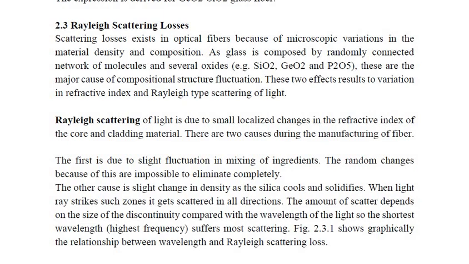The Rayleigh scattering of light is due to small localized changes in the refractive index of the core and cladding material. The core and cladding will be clear in your first module. If you see the design of fiber, it consists of core and cladding. Core is the main inner part where the signals travel, and it is covered with cladding. Both are made up of glass, but the temperature at which they are designed is different for core and cladding. These are two causes due to manufacturing of fiber.